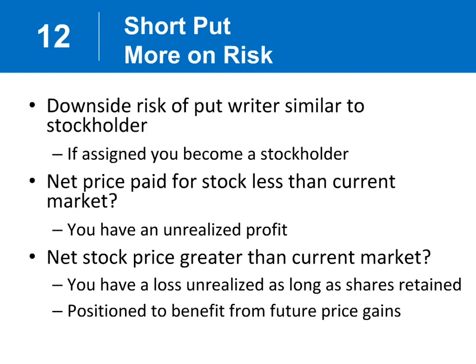So risk, always critically important with any investment strategy. Our downside risk for the put writer is similar to any shareholder. Well, why is that? By selling the put, we've taken on an obligation to buy stock. So that's why our downside risk is similar to any stockholder. Net price paid for stock may be less than the current market. That just depends on where we get assigned and where the price is when that happens. Of course, if the net stock price is greater than the current market, we may have an unrealized loss. But that's just a function of the level of the market.